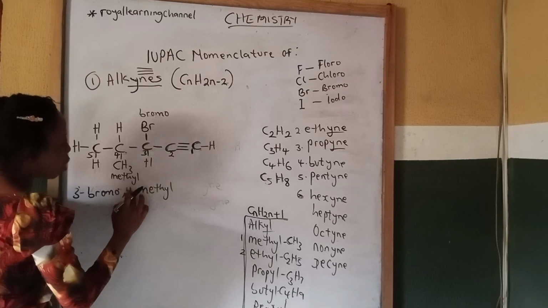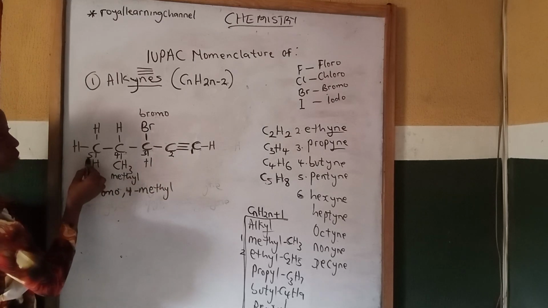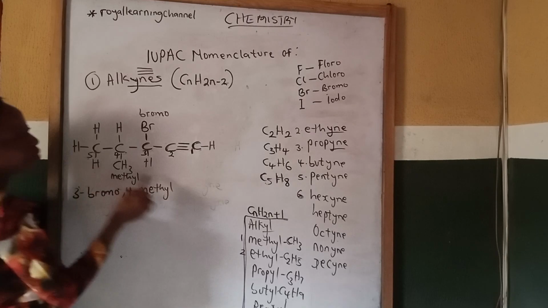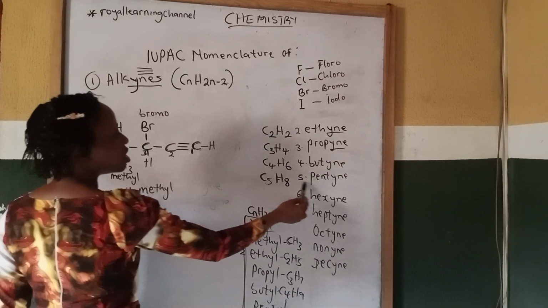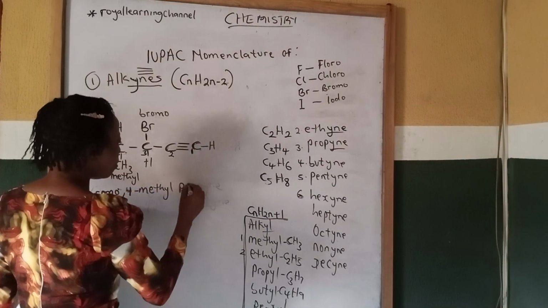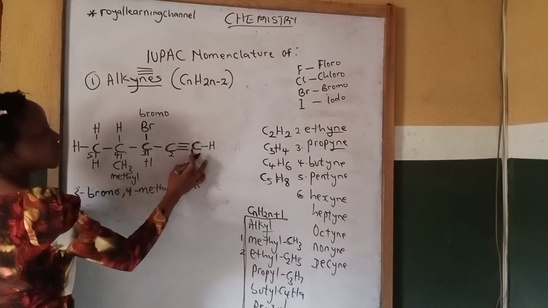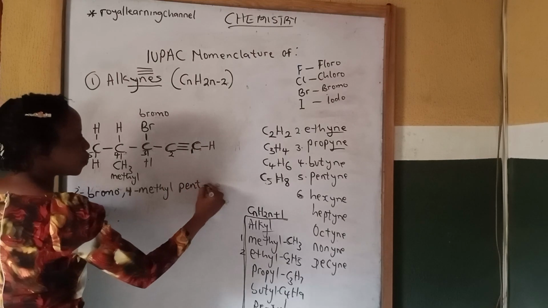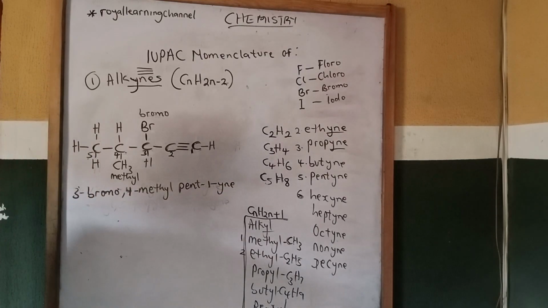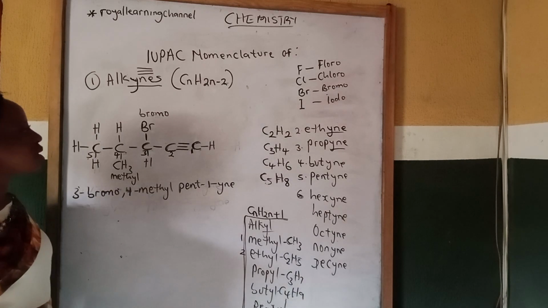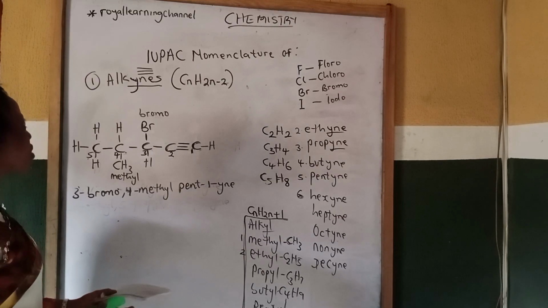Then after that, we name our root hydrocarbon. Our root hydrocarbon will be the 5th member of alkyne. An alkyne with 5 carbon atoms is pentyne. So it should be pentyne. Because we have to name the position of this yne, which is your triple bond. Then your triple bond is on the 1st carbon atom from this side. So it will be pent-1-yne. So this structure is 3-bromo-4-methylpent-1-yne. 3-bromo-4-methylpent-1-yne.